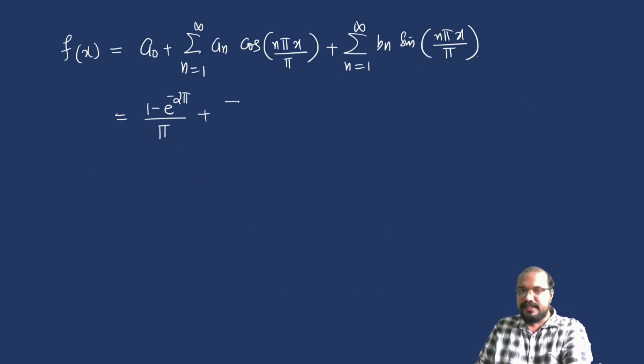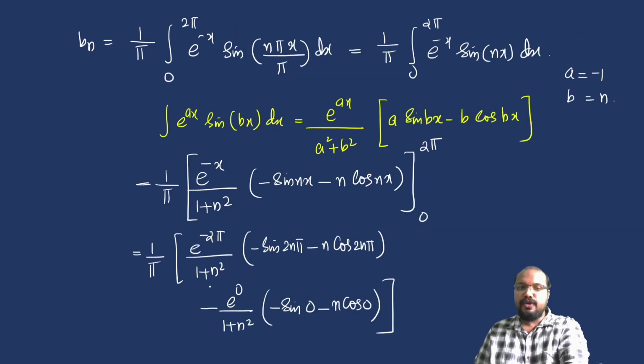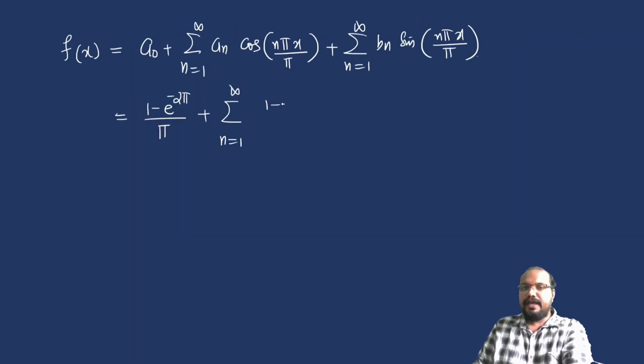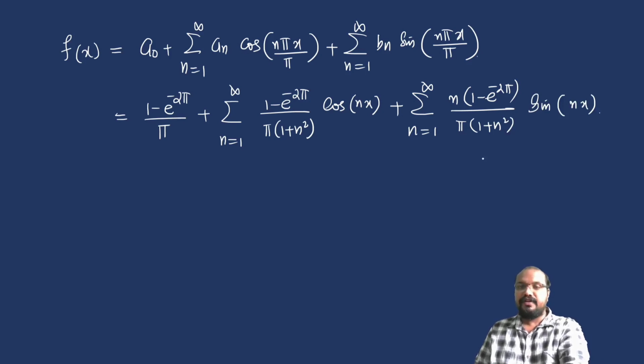This is a naught plus sigma n from 1 to infinity an. What is an? An is 1 minus e raised to minus 2 pi by pi into 1 plus n square. This is an cos nx plus sigma n from 1 to infinity. What is bn? Bn is n into 1 minus e raised to minus 2 pi divided by pi into 1 plus n square into sine nx. Okay, you can have the answer like this.